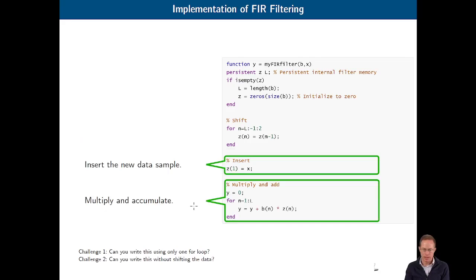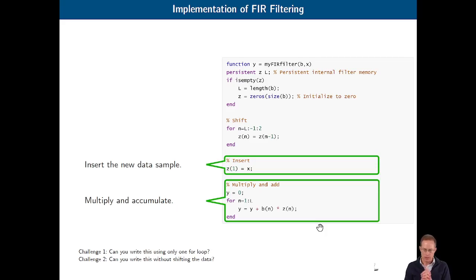Okay. The next step is to insert the new sample into the first element of the array. That's what's happening here. And then finally, we can do the multiply add. So if we initialize an accumulator to 0, we can just run a for loop over this thing and say multiply the coefficients times the data, add it all up, and we're done. We can just return that y value from this function. So this is a first cut at what the FIR filter function should look like. What this does is, for a given one input sample, it calculates one output sample.